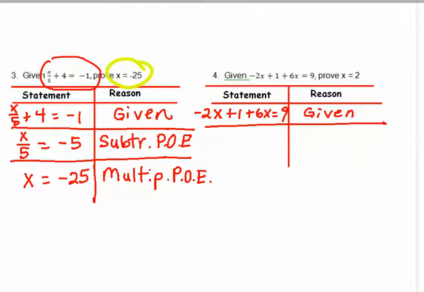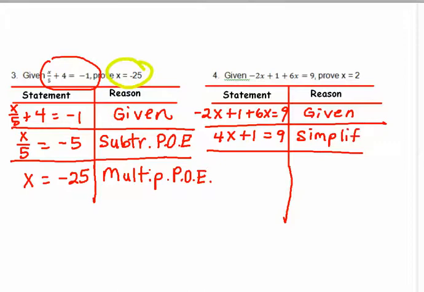Okay, now here we go. I've got it all written down. The reason was given. What I'm going to do here is combine my like terms. I've got a negative 2x and a positive 6x. Altogether, that's 4x plus 1 equals 9. And because I didn't add or subtract anything to both sides, I just combined like terms, we call that simplify.